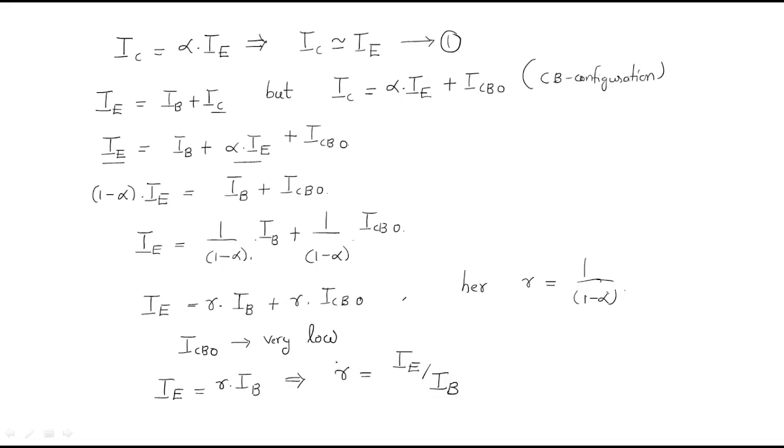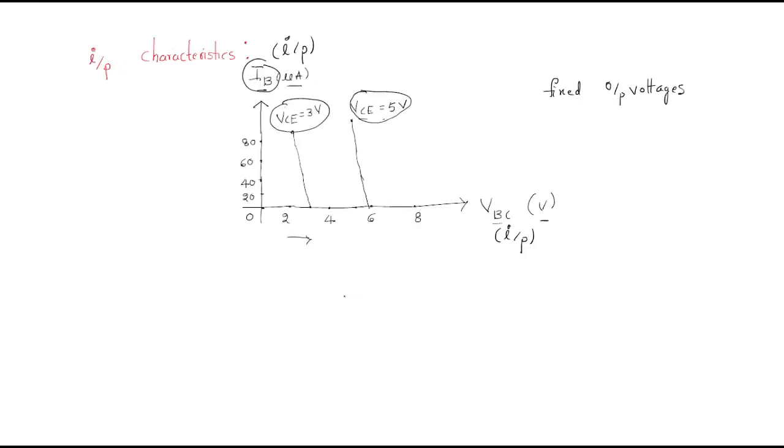Gamma is the current amplification factor in the common collector configuration. In this, IE is the output and IB is the input. So we are deriving the relation between the output current as well as the input current. Okay, so this is the equation in the common collector configuration. So this is about the common collector configuration of the BJT.